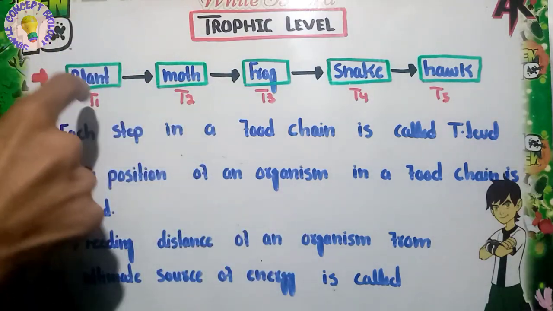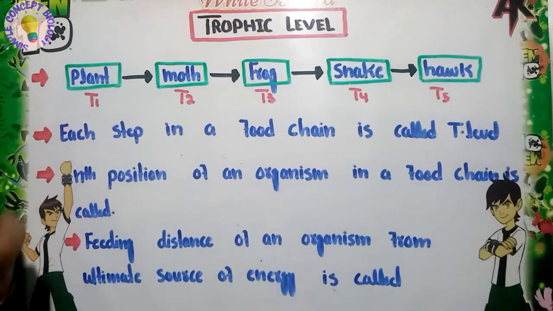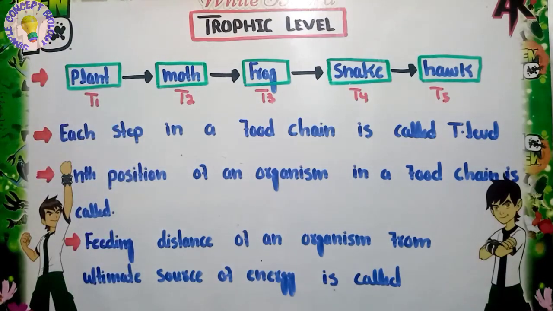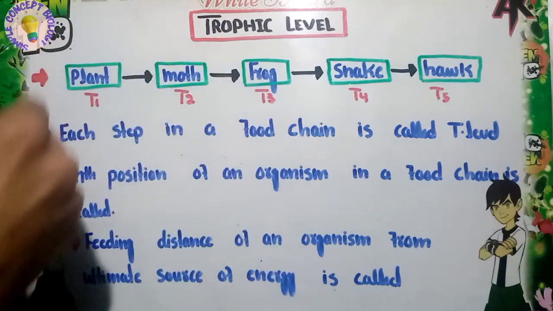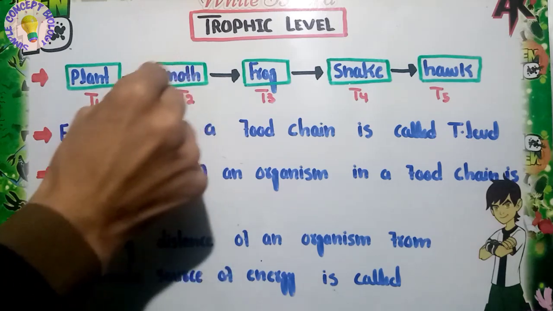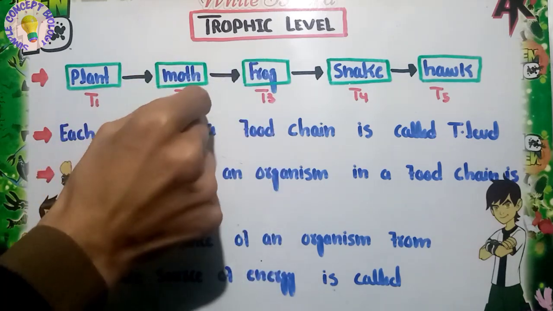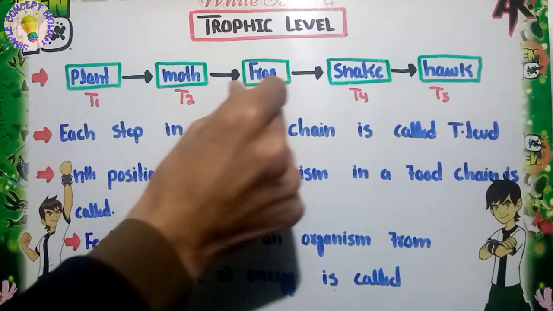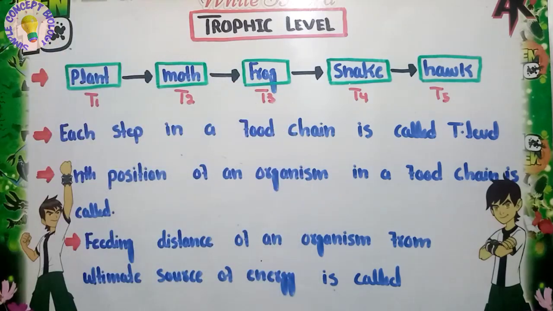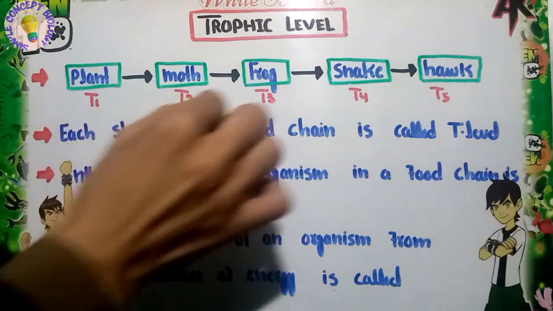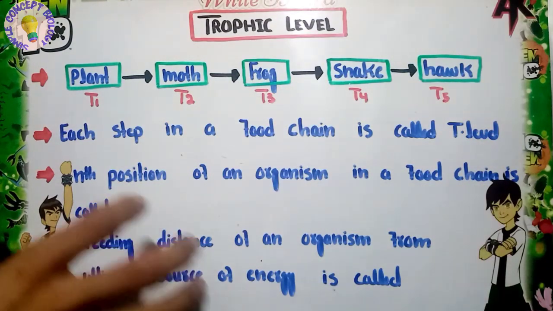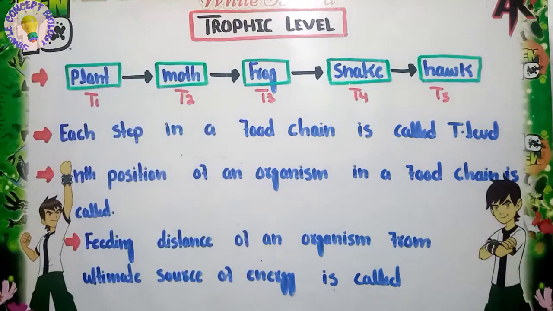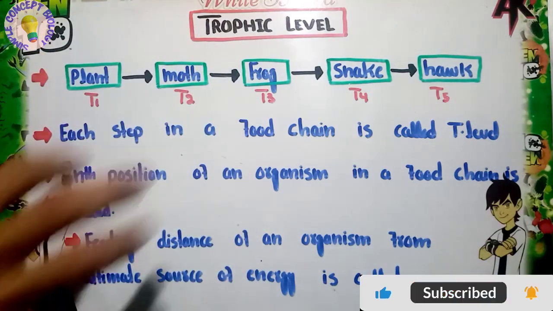You can see here the plant is near the sun, our ultimate source of energy, so it occupies the first trophic level. As the organism is further away from the source of energy, the trophic level increases. This is the second trophic level, and further away from the sun are the third, fourth, and fifth. This way, the feeding distance of the organism from the ultimate source of energy is the trophic level. So this is about the definition of the trophic level.